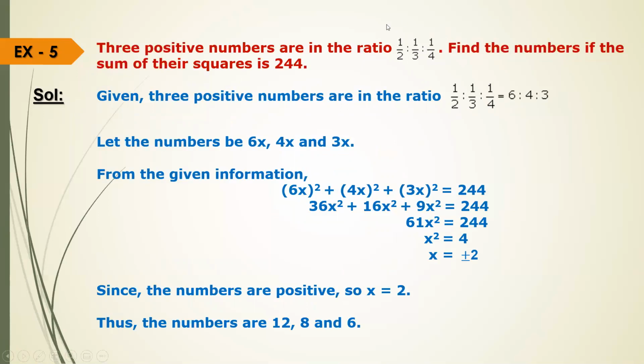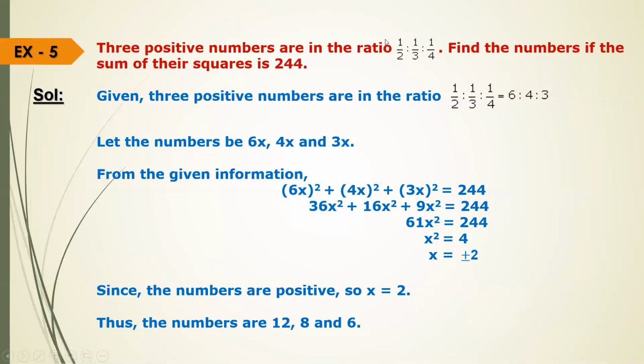Whenever ratios are given in fraction, the first step is to convert this fractional ratio to a simple ratio. And how is it done? It is done by taking the LCM of the denominators and multiplying all 3 ratio terms with the LCM. As you know, the LCM of 2, 3 and 4 will be 12.